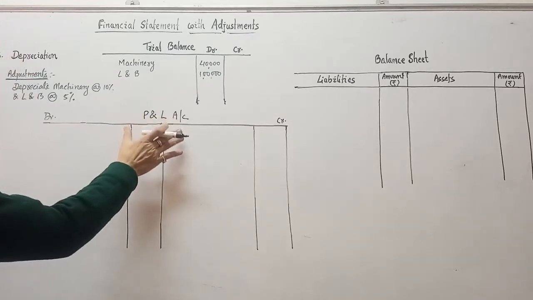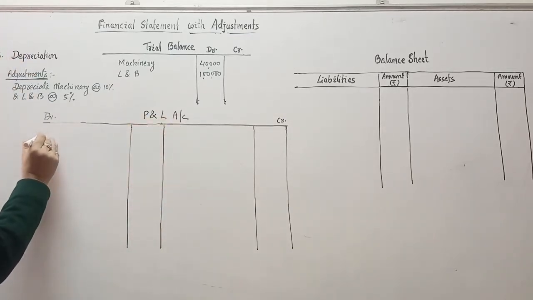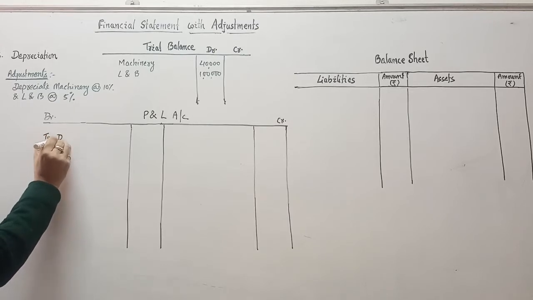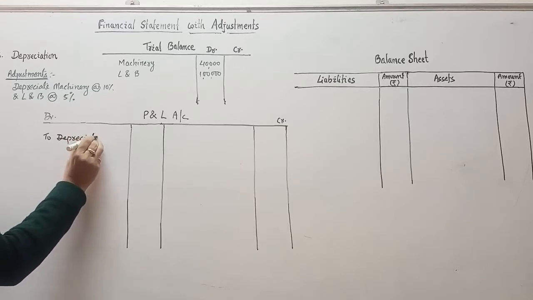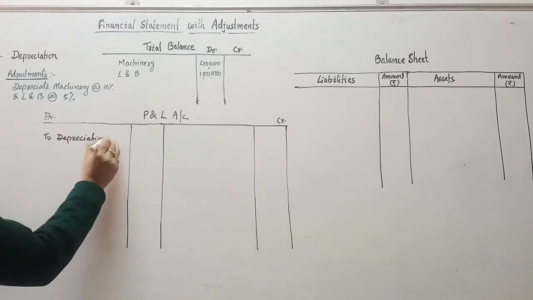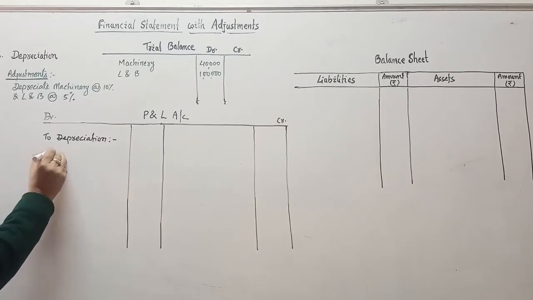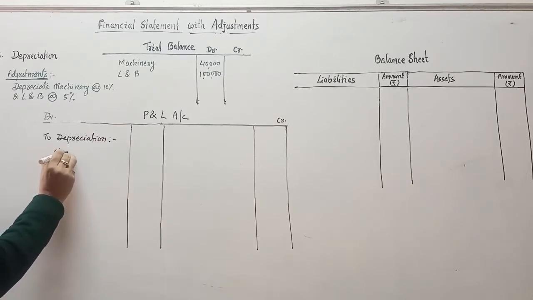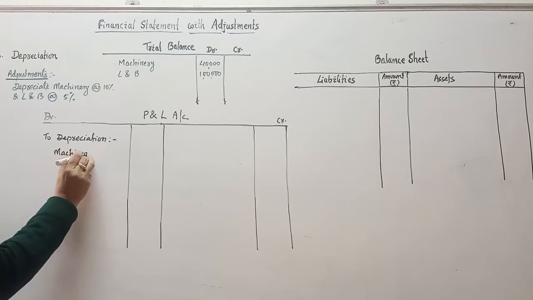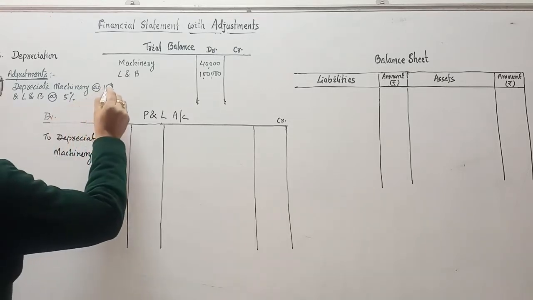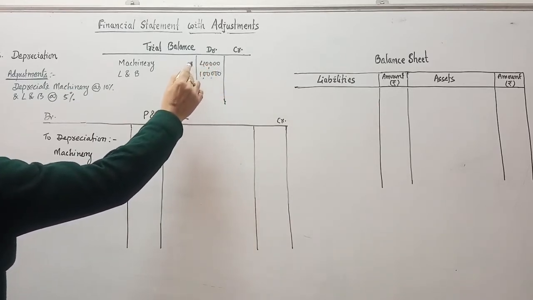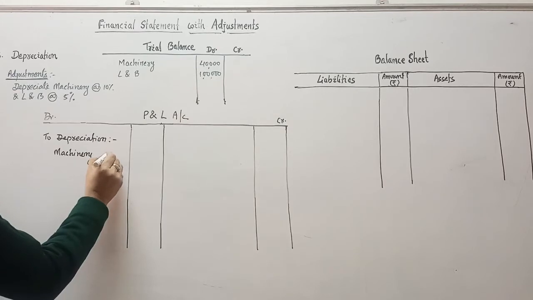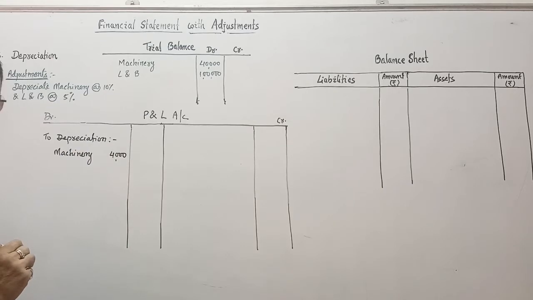Then what we'll do in the profit and loss account, on the debit side we will write depreciation. Depreciation is an indirect expense. Depreciation on machinery at the rate of 10%. Machinery is how much? 40,000. So 10% of 40,000 is 4,000.